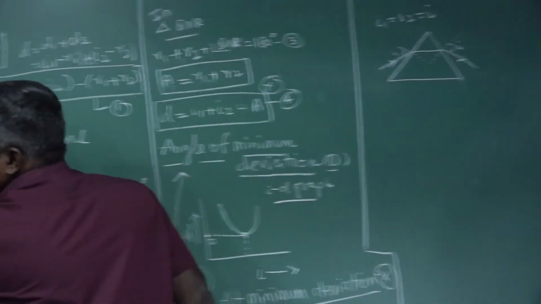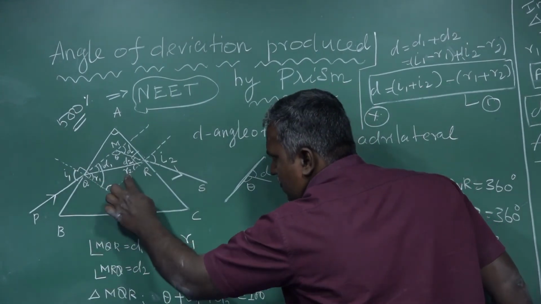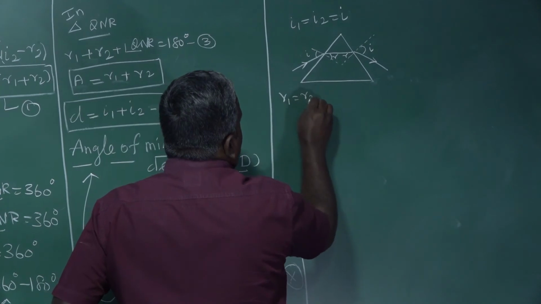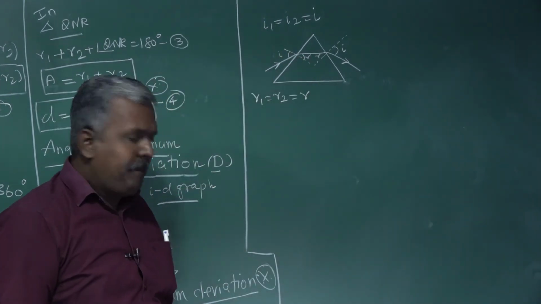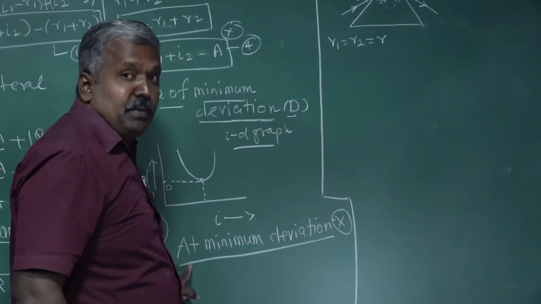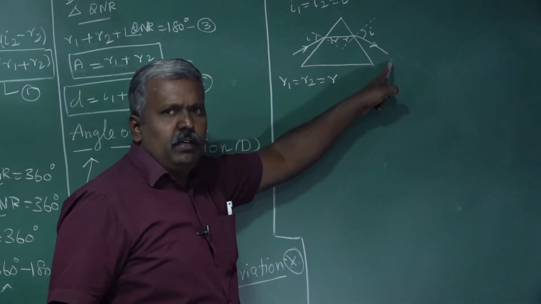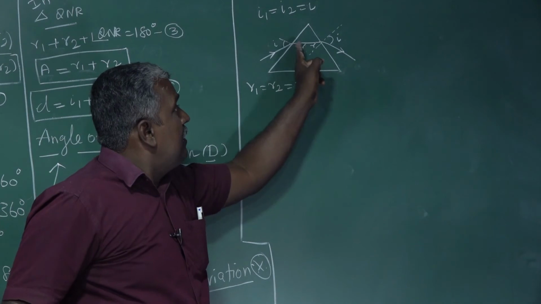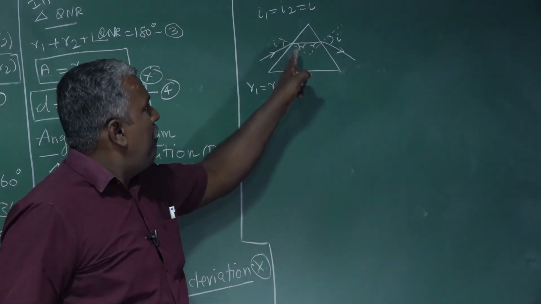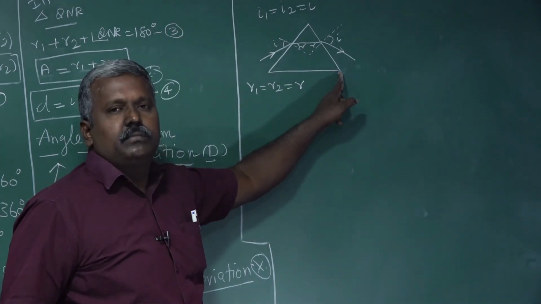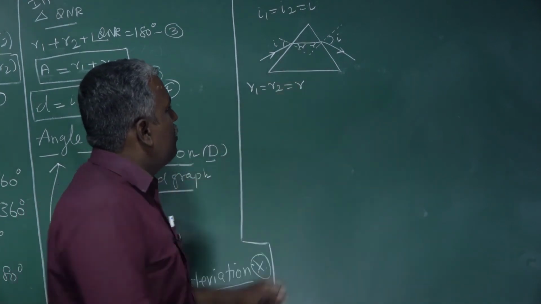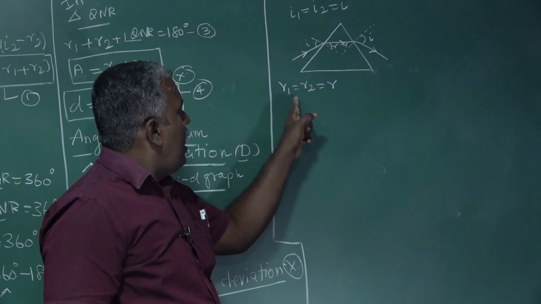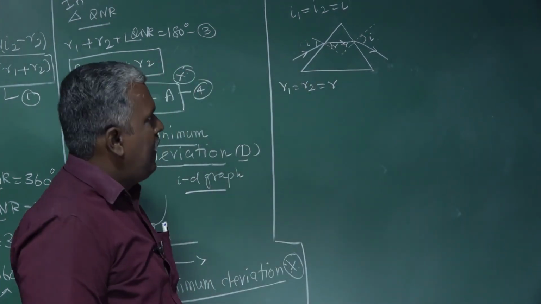Again, R1 is equal to R2. So R1 is equal to R2 is equal to R. When? At minimum deviation, when the incident ray and the emergent ray are symmetrical. One more point is very, very important: keep in mind, the refracted ray is exactly parallel to the base of the prism at minimum deviation. So I1 is equal to I2 is equal to I, and R1 is equal to R2 is equal to R.